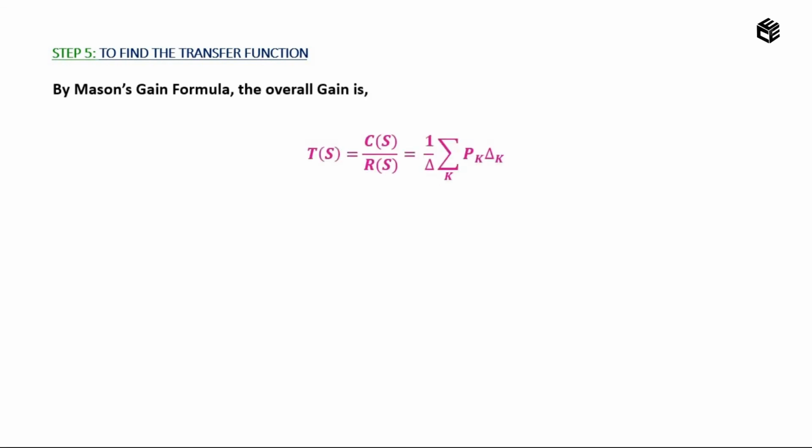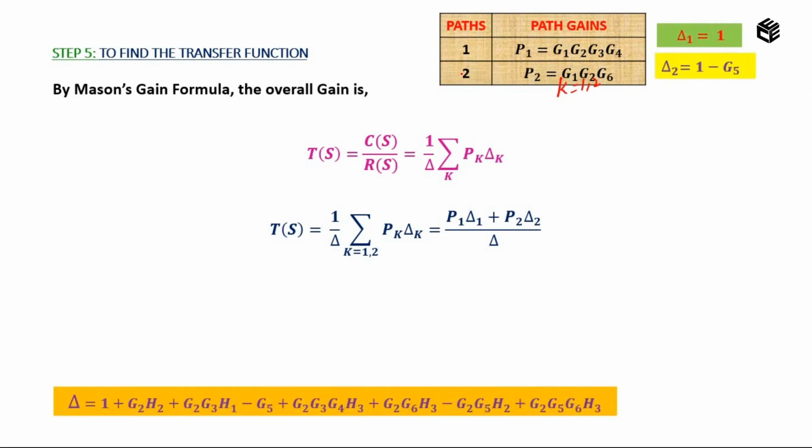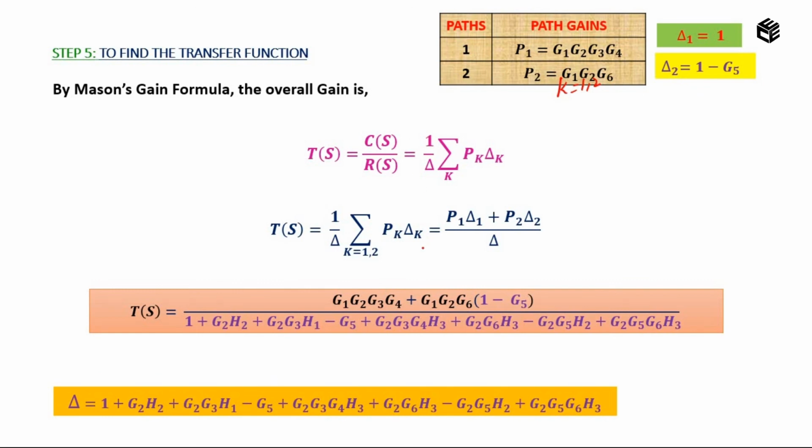Our next step is to find the transfer function. How will we find the transfer function? With the help of Mason's gain formula. What is the formula? T of S is equal to 1 by del, summation k of Pk del k. We know the value of k is 1 and 2, so I am expanding the summation by applying the values of k as 1 and 2. From the previous slides, we have obtained the values of P1 and P2 as this and the values of del 1, del 2 as this. On substituting all these values in this expression, I will get the overall transfer function of the given system as this.